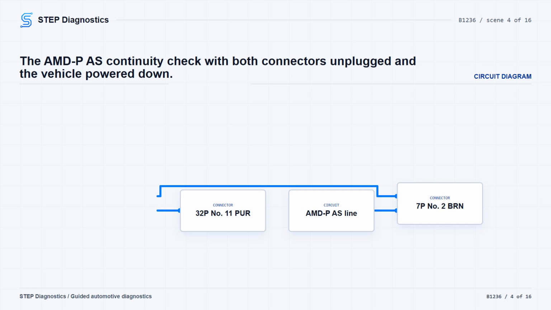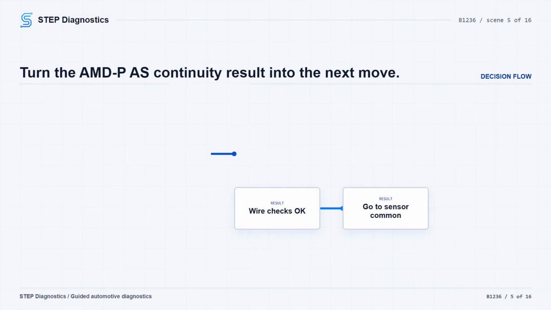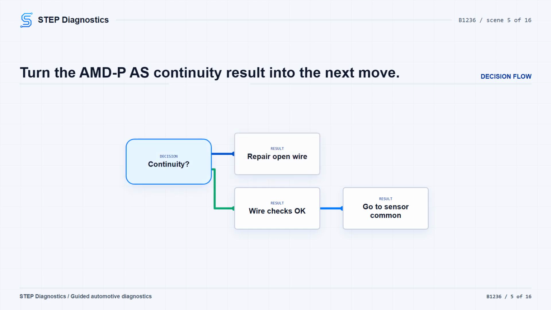Disconnect the climate control unit 32P connector and the passenger's air mix control motor 7P connector. Check continuity on the AMDP as line between climate control unit 32P connector no. 11 PUR and passenger's air mix control motor 7P connector no. 2 BRN. If you have continuity, that wire is okay and you move on.